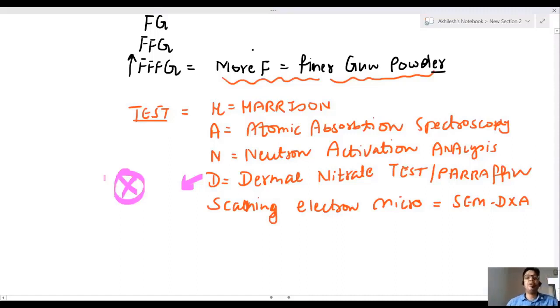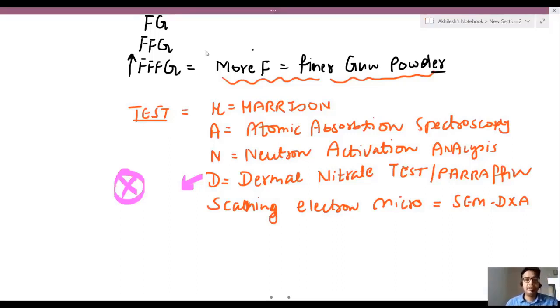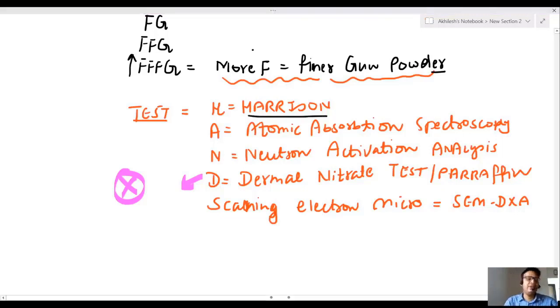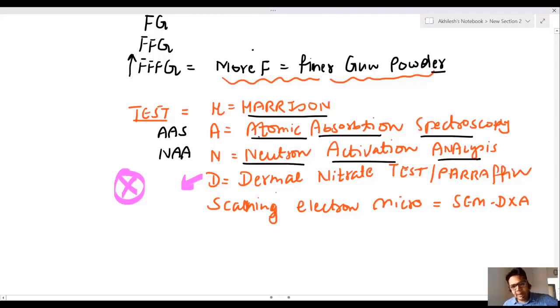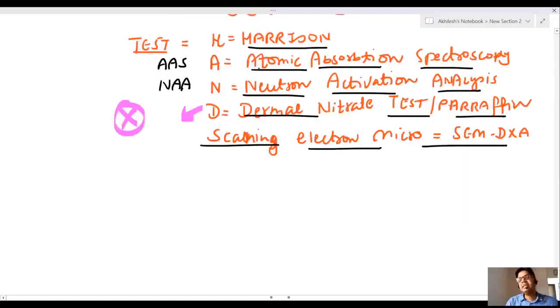Again, I'm revising, my dear friend. What are the tests for detection of gunpowder? Harrison test, number one. Number two is atomic absorption spectroscopy, in short known as AAS. Neutron activation analysis, known as NAA. Dermal nitrate test, which is known as paraffin test, and scanning electron microscope, SEMDEXA test. This is considered as a best test.